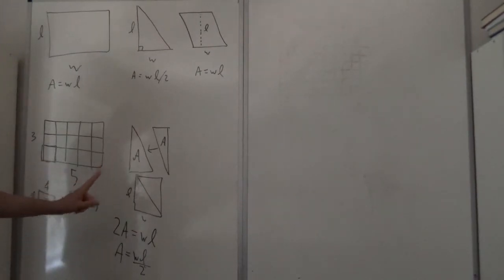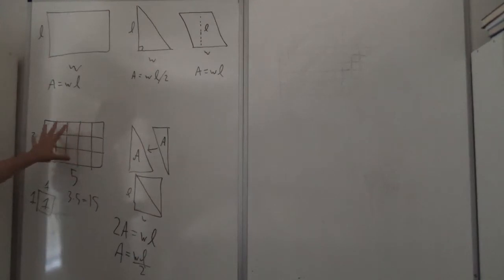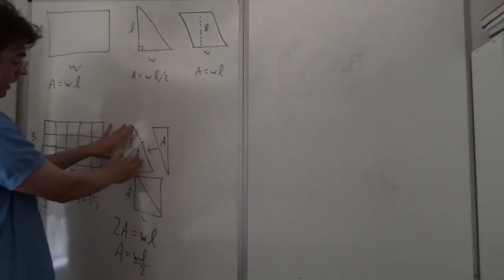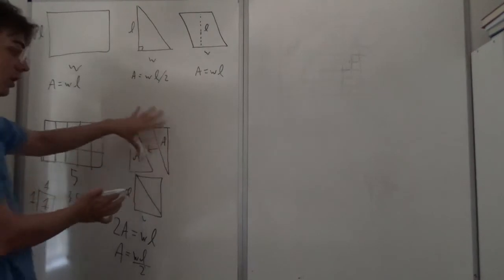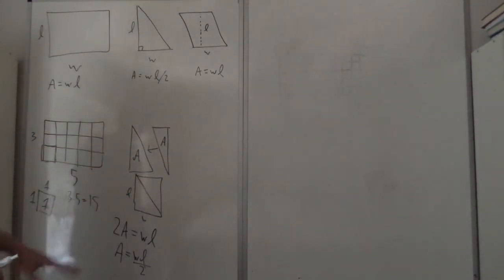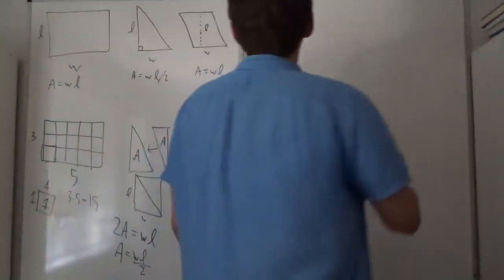Alright, so the idea here in essence was, well, over here we basically cut this up into a bunch of little squares. The idea here is, oh, maybe we can make a copy of this shape, turn it around, and turn it into a rectangle or some other shape we're familiar with. Can we do that with a circle?